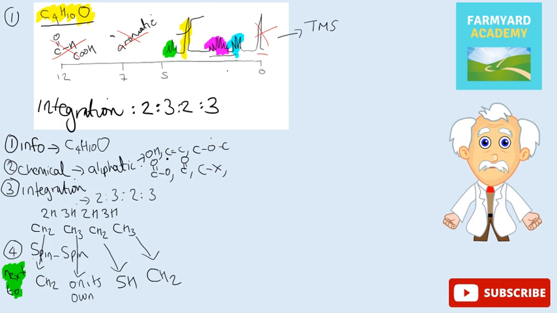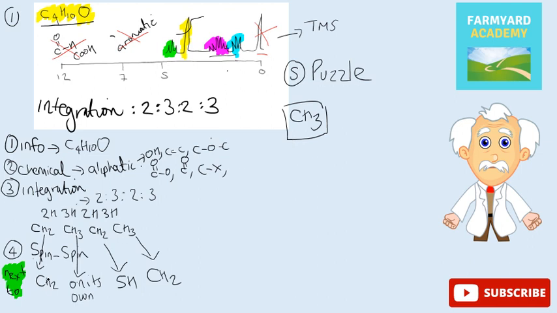Okay, so then what we've got to do is bring all that information together in stage 5 to make the puzzle pieces of our structure. And we're going to start with the easy one. We're going to start with the one that's on its own, which is a methyl group. So that must be our first puzzle piece, which is a CH3 group. Okay, so that one's gone.